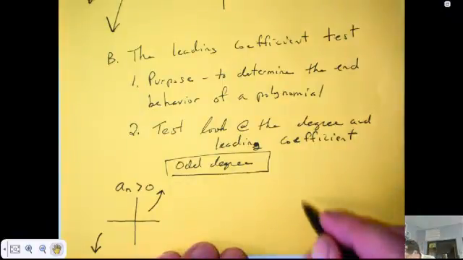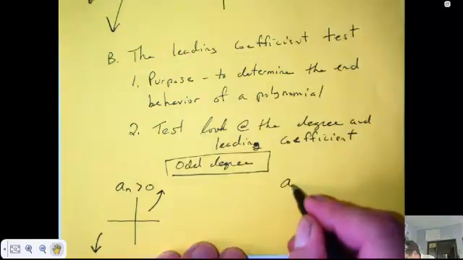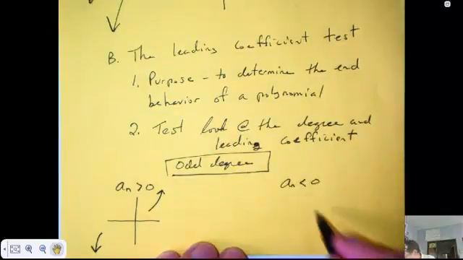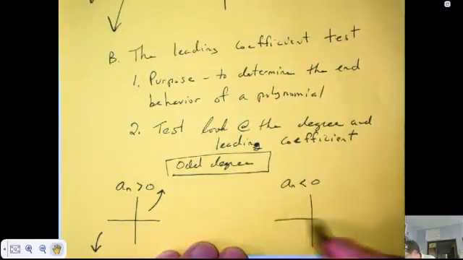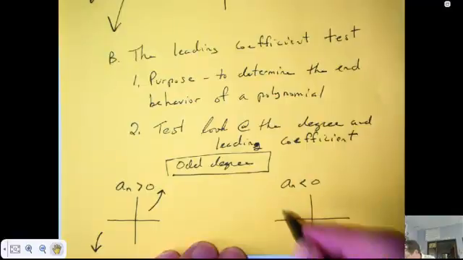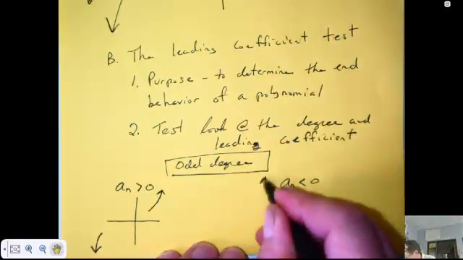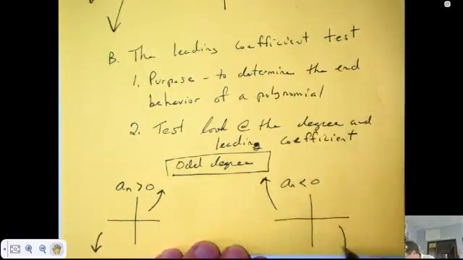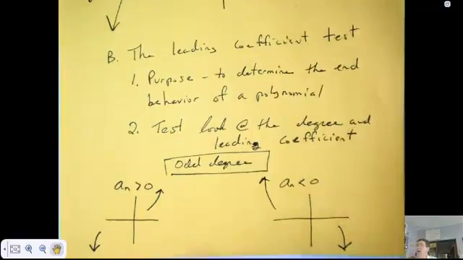If a of n is negative, then it just reflects it across the y-axis, so it's up on the left and down on the right. Again, we don't care about the middle, just the end behavior.